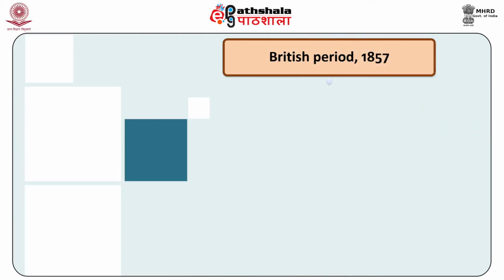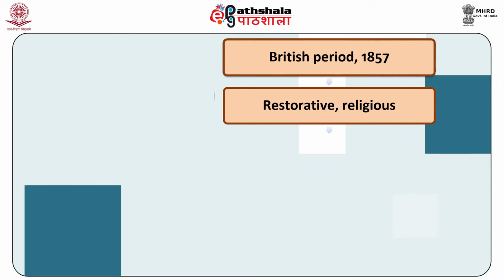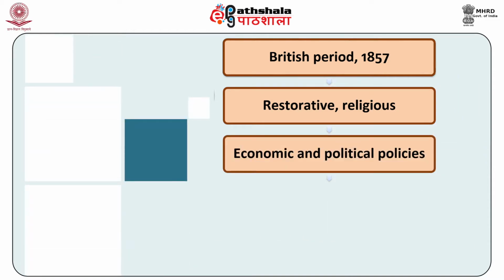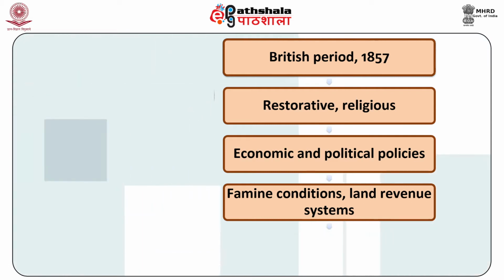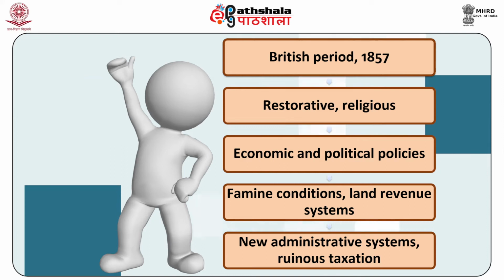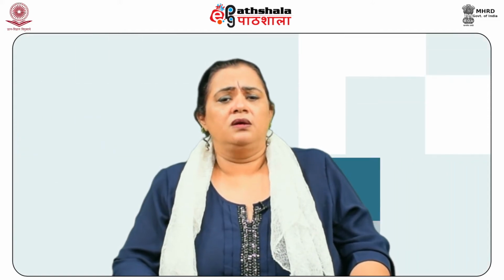During the British period, especially after 1857, revolts were mainly restorative, against religious, economic, and political policies, famine conditions, land revenue systems, new administrative systems, ruinous taxations, and others. In the area of social reforms, the reformers were extremely preoccupied with the needs of the upper caste women.